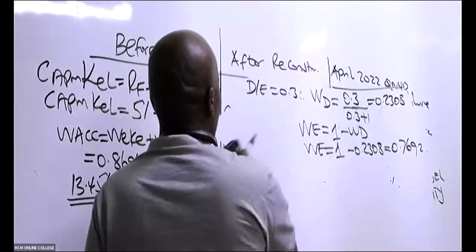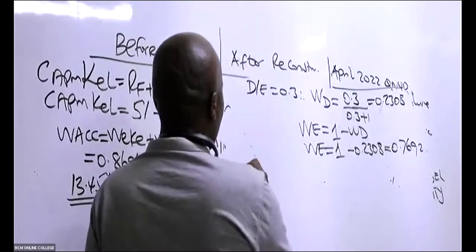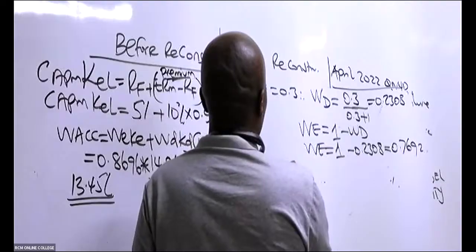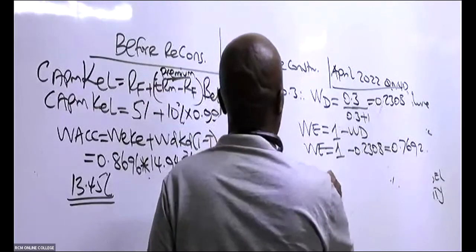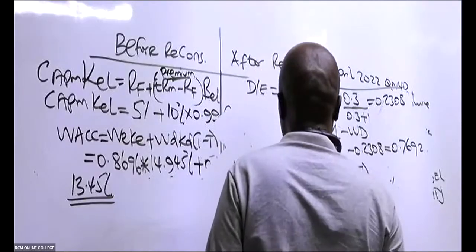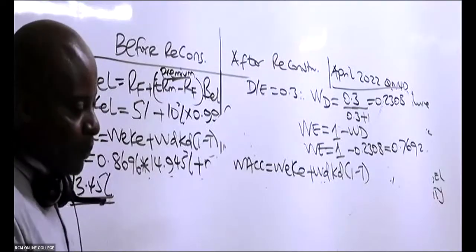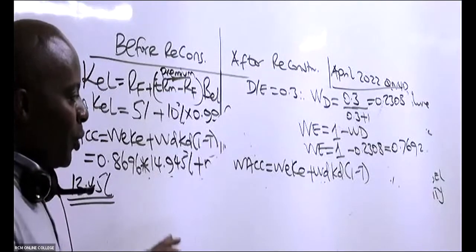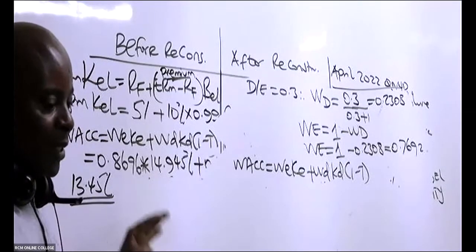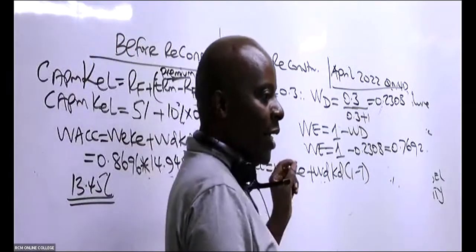WACC, after reconstruction. So WACC will be weight of equity times cost of equity, plus weight of debt times cost of debt into 1 minus what here, somebody? Into 1 minus tax. And I know here where most of them will be confused. As somebody who has been an examiner before, I know most of them will not be able to get KD.